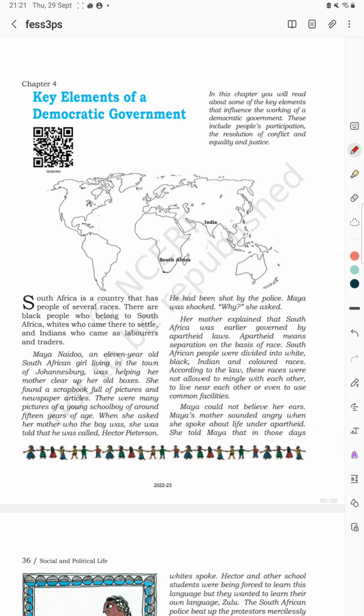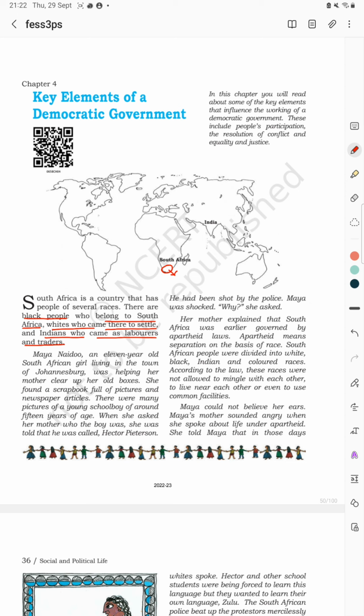Okay, so if you look at the map, this is the region called South Africa. It's a country in the African continent. South Africa is a country which has people of several races. There are black people who belong to South Africa. There are white people who came there to settle, and Indians who came as laborers and traders. So basically, in South Africa, people of various races reside, which includes the native people of South Africa called the black people, white people who came there to settle, and the Indians who came as laborers or traders, or who were brought by the Britishers for plantation labor.